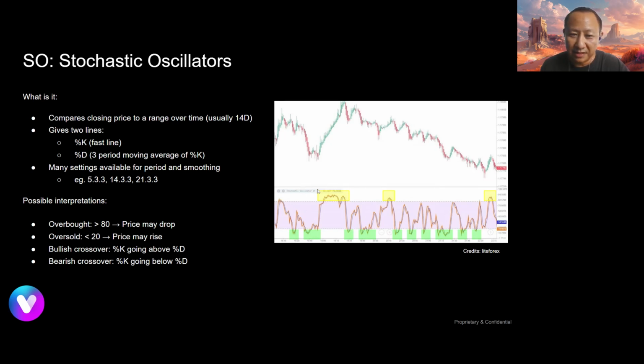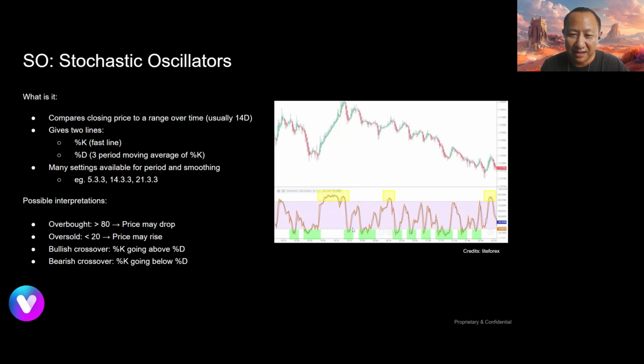And again, overbought area means that the price is very hot, very high. It may drop in the future. If you're in the oversold area, under the 20% band, the price is very low. Price may rise in the future.